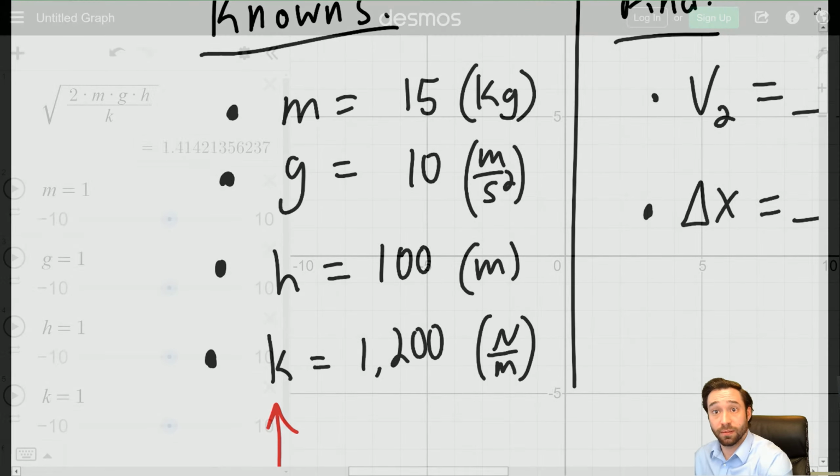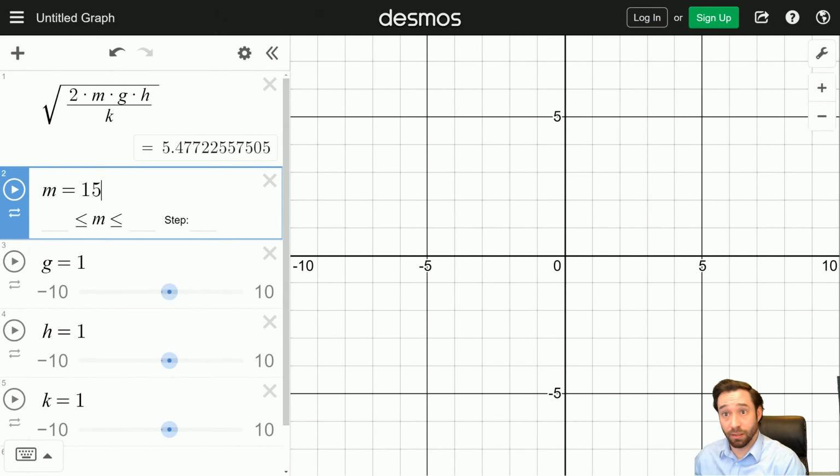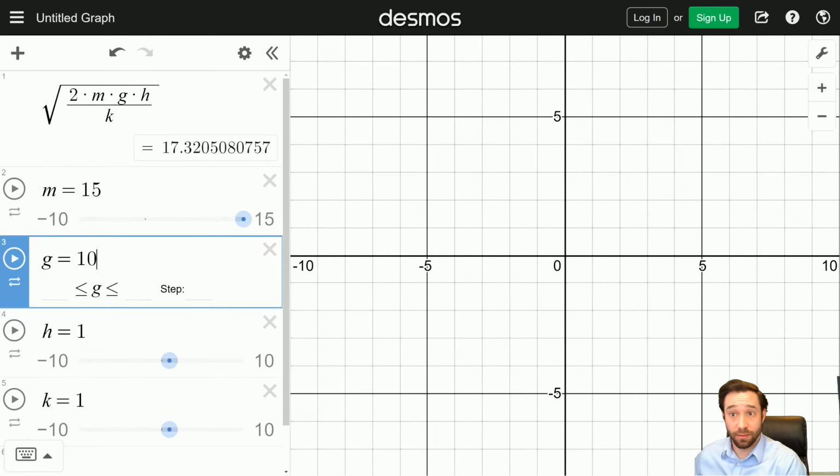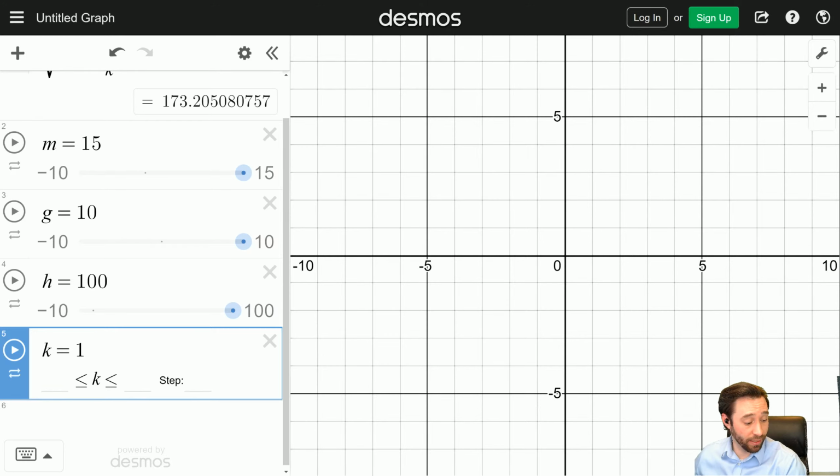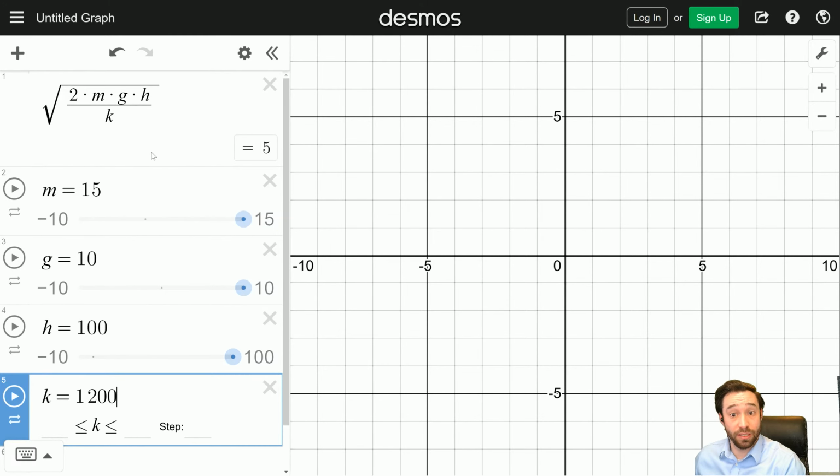So my mass is 15. So I'm going to click here. I'm going to hit 15. Acceleration due to gravity is 10. I put 10 there. My height is 100. And then my spring constant is 1200. And Desmos automatically plugs stuff in.